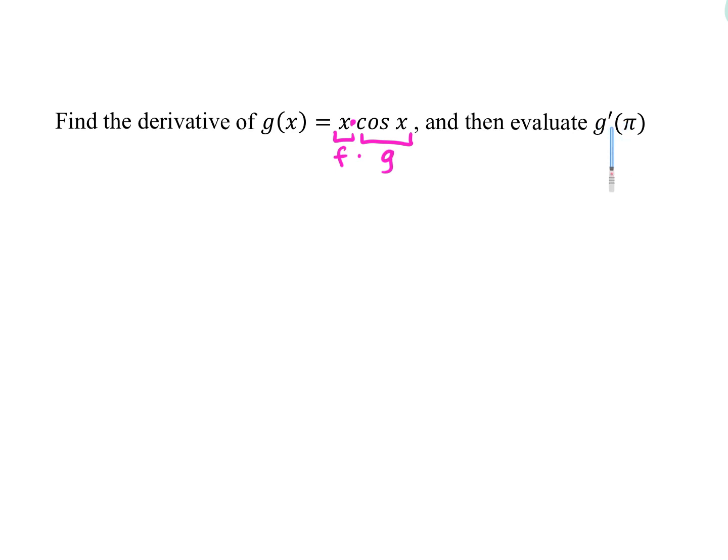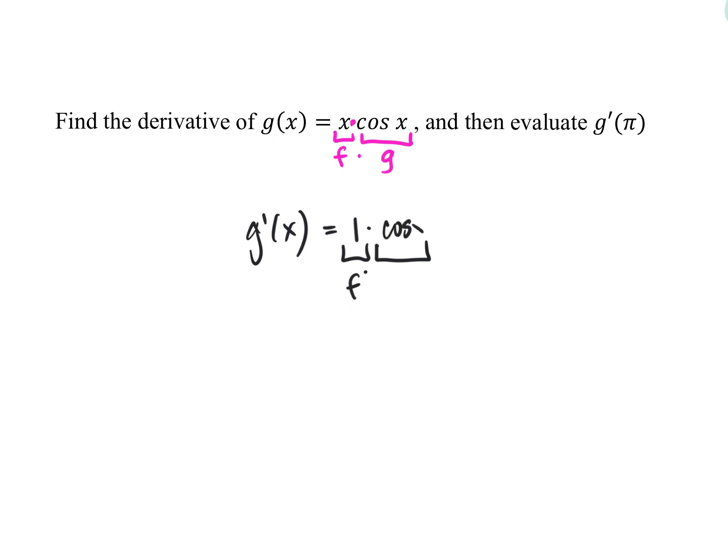If we want g prime, let's just start with g prime of x first. Let's practice this product rule. I know I've got to use the product rule because my two functions, f and g, are being multiplied. Let's go find f prime. Derivative of x, 1. That right there was my f prime, times g. What's g? Just g.